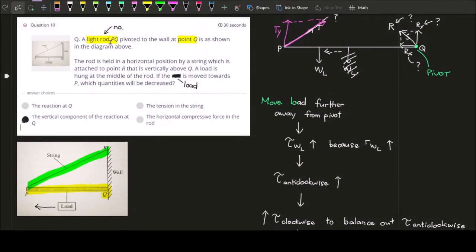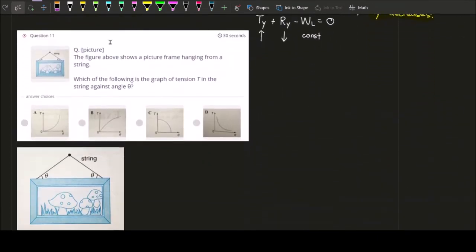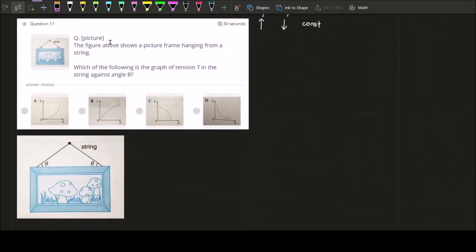Okay, that's question 10. So next question. Question 11. The figure above shows a picture hanging from a string. Which of the following is a graph of tension in the string against angle theta? Well, this one, I will just tell you the answer immediately. The answer is donkey. Why is the answer donkey?